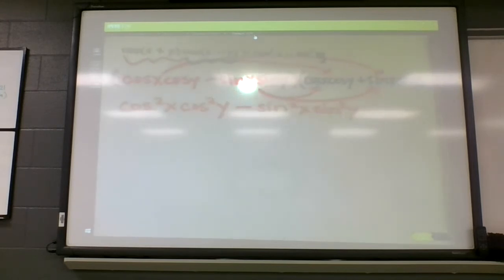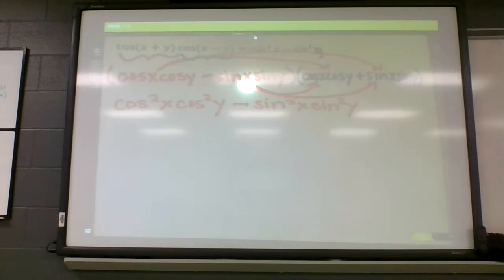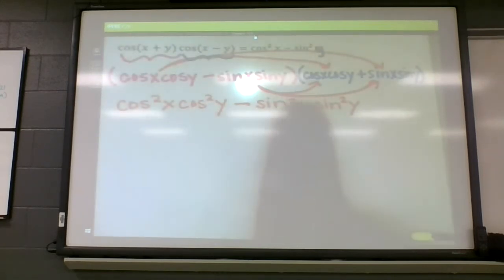All right, I'm going to pause. Any questions so far on that multiplication? There's a lot going on there in terms of the squaring, and then you have 2 terms that make 0. If there are no questions, we'll press on. Let's take a look at what we have: cosine squared x, cosine squared y, sine squared x, sine squared y. Any thoughts here on what we should do?